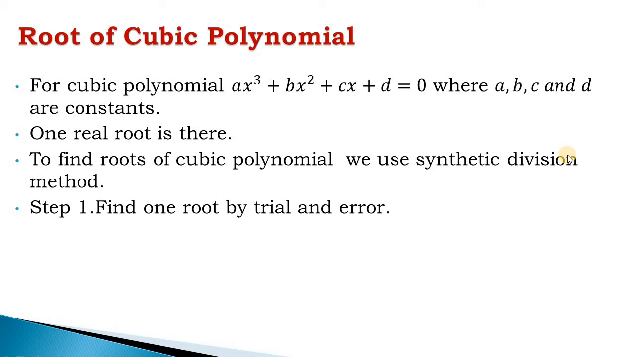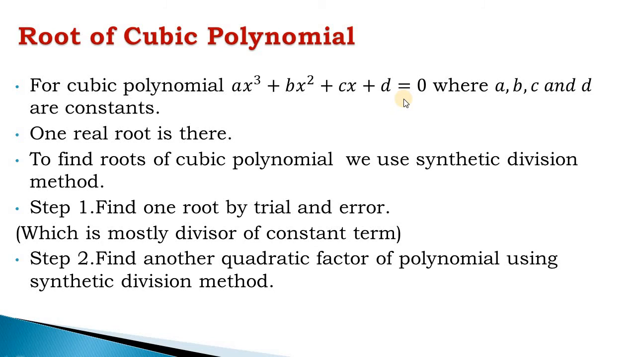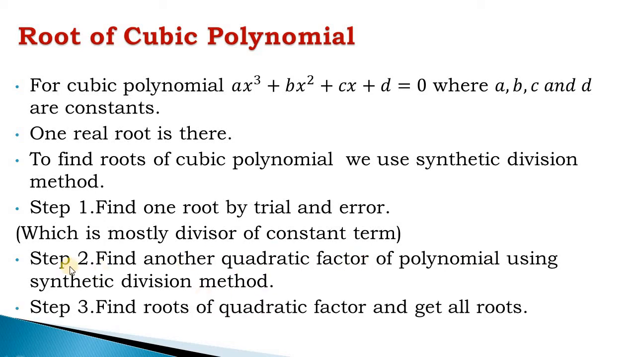So what are the steps? Step 1, we find one root by using the trial and error method. And the root is mostly among the divisors of the constant term. For trial and error, we use divisors of the constant term. So after finding one root, we use the synthetic division method to find the quadratic factor, and then we find the roots of the quadratic factor. The cubic polynomial expands into one linear term and another quadratic factor, and the roots of these two give all the roots of the cubic.